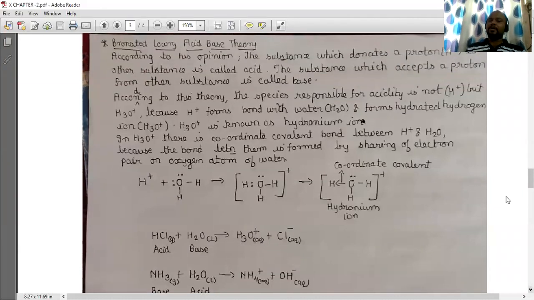Bronsted-Lowry acid-base theory. According to this theory, the substance which donates a proton to the other substance is called acid, whereas the substance which accepts a proton from another substance is called a base. Here, in this theory, the species responsible for acidity is not hydrogen ion. It is hydronium ion, which is formed when hydrogen ion combines with the water molecule. In hydronium ion, there is a coordinate covalent bond between hydrogen ion and water, because the bond between them is formed by sharing of the electron pair on the oxygen atom of water.